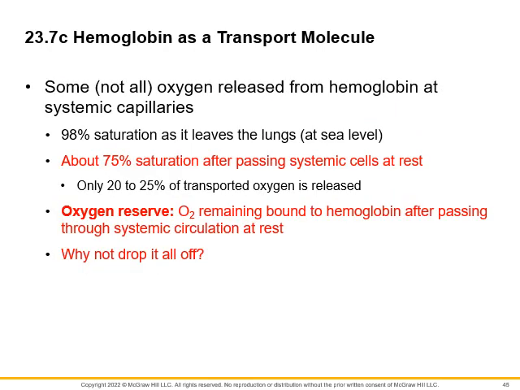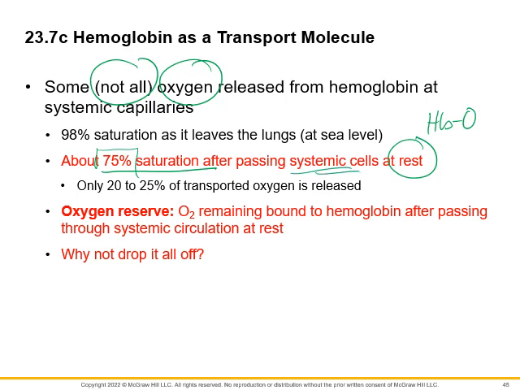The takeaway point for this slide is that not all of your oxygen gets dropped off. When we're at rest, our oxygen saturation is still at about 75%, even after passing through systemic cells and tissue. So at rest, we only drop off about 20 to 25%. So that 75% is called an oxygen reserve.